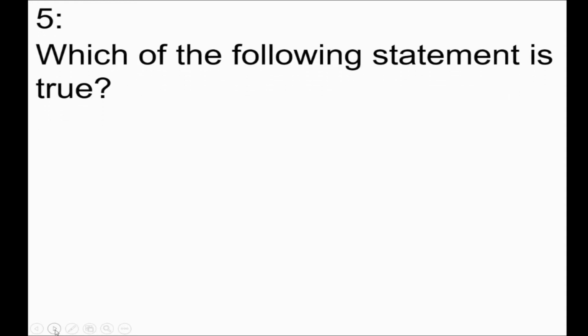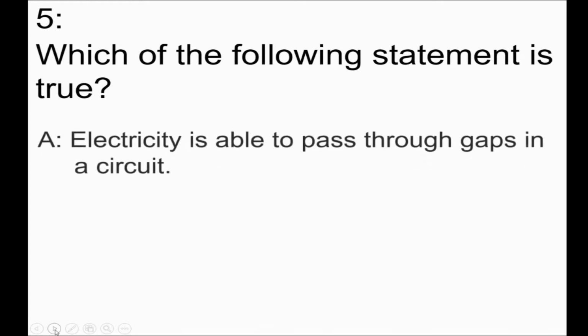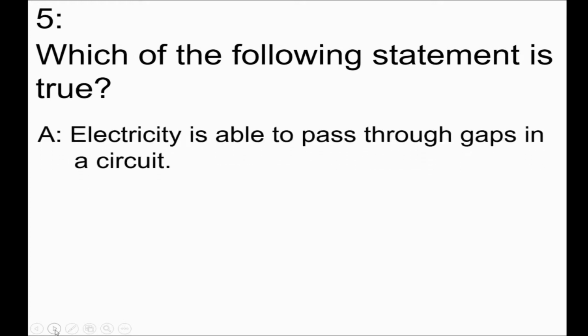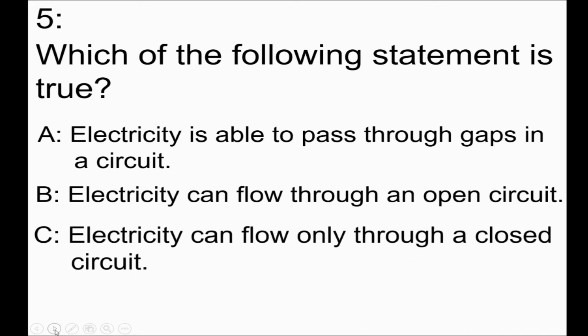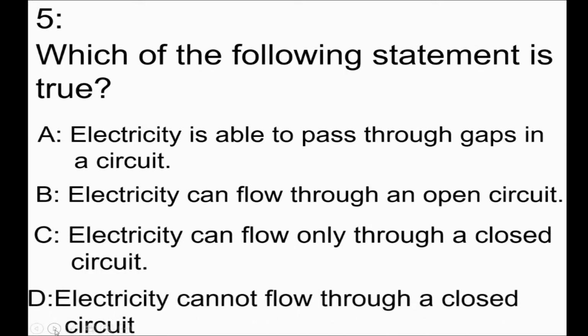Question 5 says, which of the following statements is true? So what are these statements? A, electricity is able to pass through gaps in a circuit. B says electricity can flow through an open circuit. C says electricity can flow only through a closed circuit. And D says electricity cannot flow through a closed circuit.